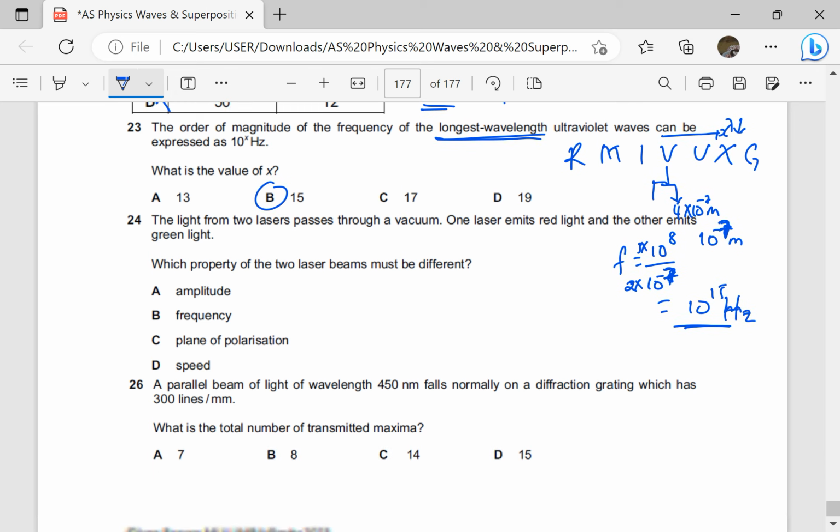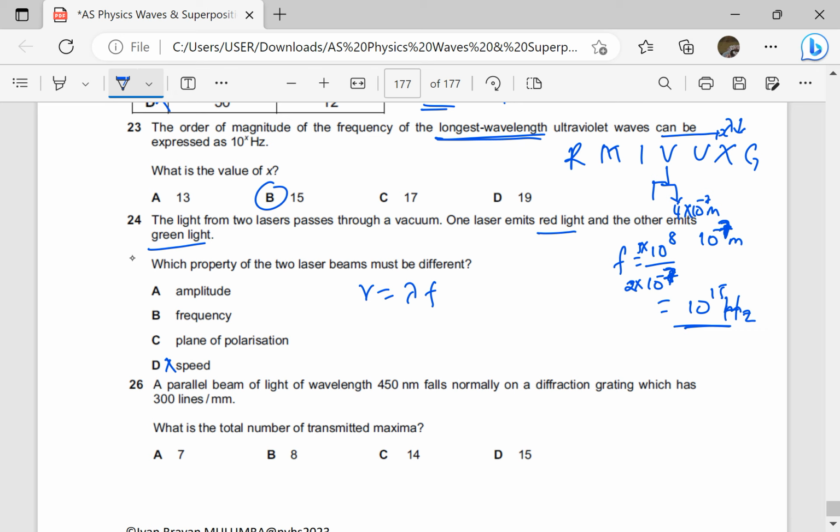The light from two lasers passes through a vacuum. One laser emits red, the other emits green. Which property of the two laser beams must be different? You know, v is equal to lambda times f. Speed is going to be the same, so it can't be different because they are all light.